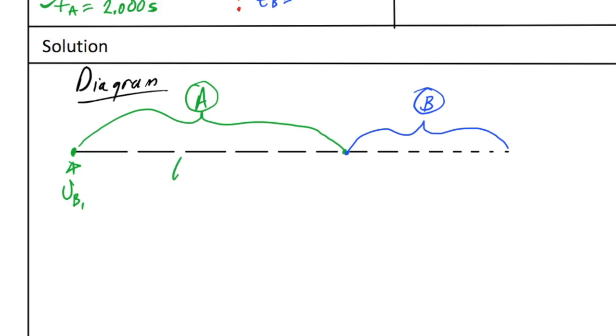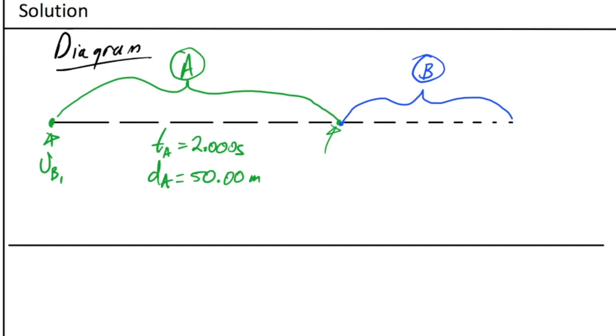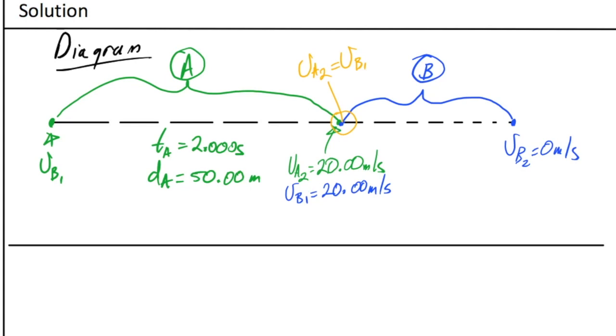But we do know that the time for this section was 2 seconds. It traveled 50 meters. And we know that the speed at the end of the interval is 20 meters per second. In section B, what we know is that the speed at the end of section B is 0 meters per second. But if you recall, and some of you should already be on this, you should be realizing now that the end of section A is the same as the beginning of section B. And that means our VA2 is equal to our VB1. So that means our VB1 is equal to 20 meters per second.